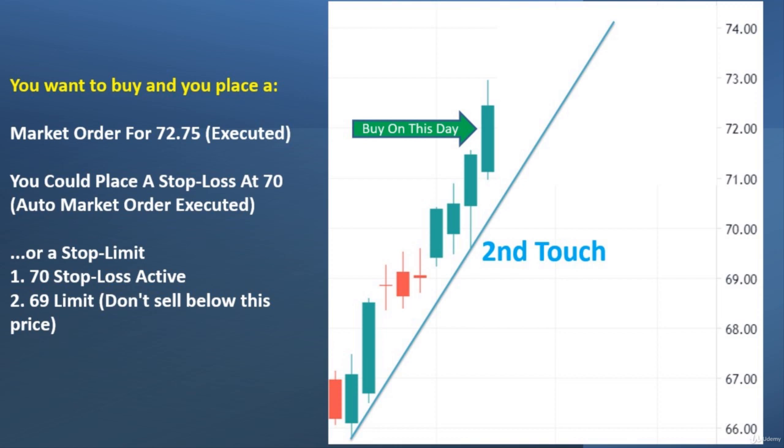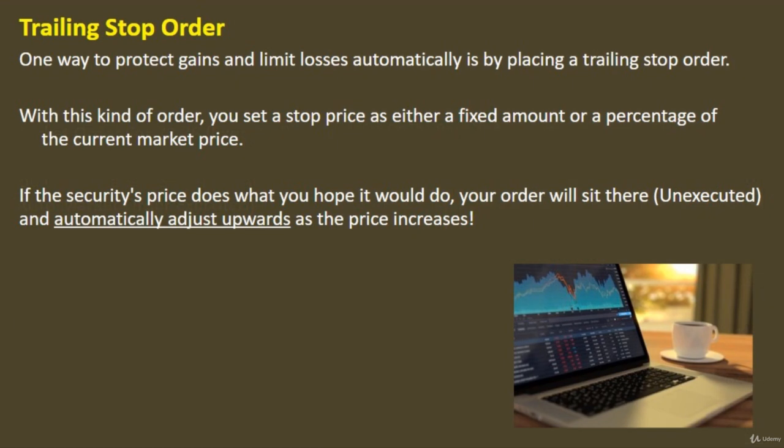The most common, of course, is just using a stop loss order. So once it hits it, it's executed, you're out. The third type that's very interesting is a trailing stop order. And it's one way to help protect gains and limit losses automatically. With this kind of order, you set a stop price as either a fixed amount or a percentage of the current market price as the price, let's say, hopefully goes up. So you can choose that when you're entering it in there.